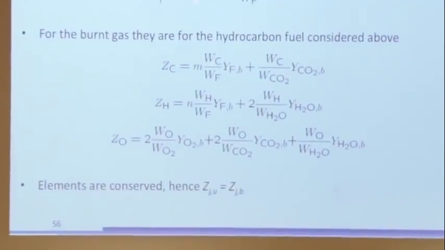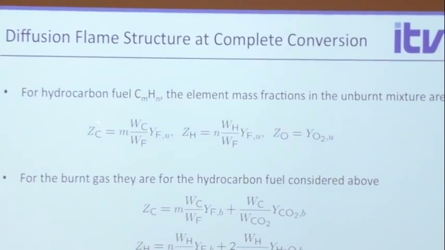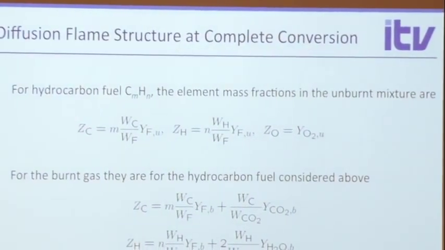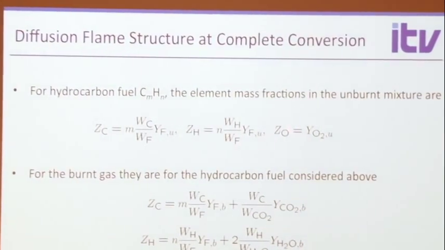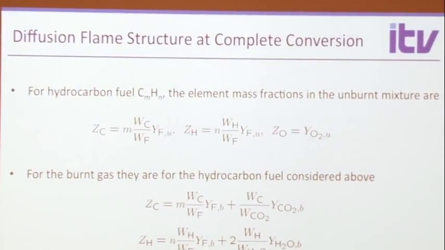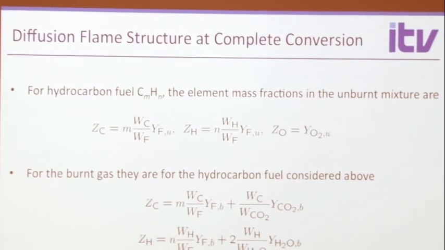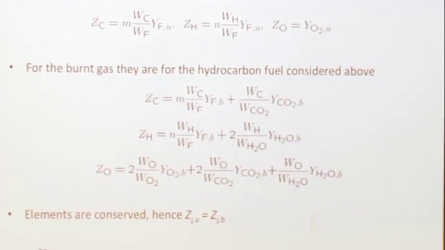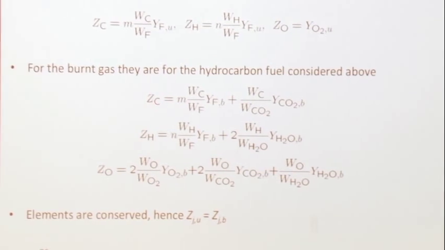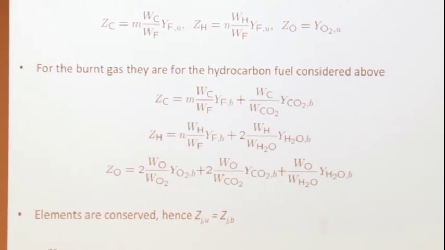So these are the relations we had earlier. These are the element mass fractions of carbon, hydrogen, and oxygen atoms in the unburned mixture, okay? But unburned fuel and unburned oxygen, we know we had these relations earlier. On the other side, once it burns, I can just use the definition here of these element mass fractions. Element mass fraction, remember we had this earlier.